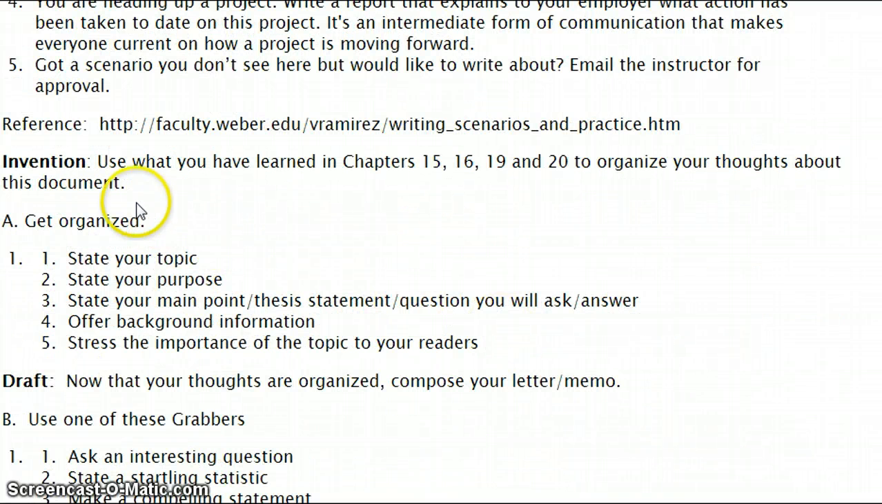So part A is their invention, and I've really had problems with students slowing down and using invention. They want to just write their paper, and I've had to really work with them on what invention is and why to use it. But it's basically getting organized, stating your topic, stating your purpose, the main question you'll answer or ask, background information, and the importance of the topic to your reader. I really want our business students focusing on their readers and realizing that they have an audience and they need to fine-tune their work to that audience.